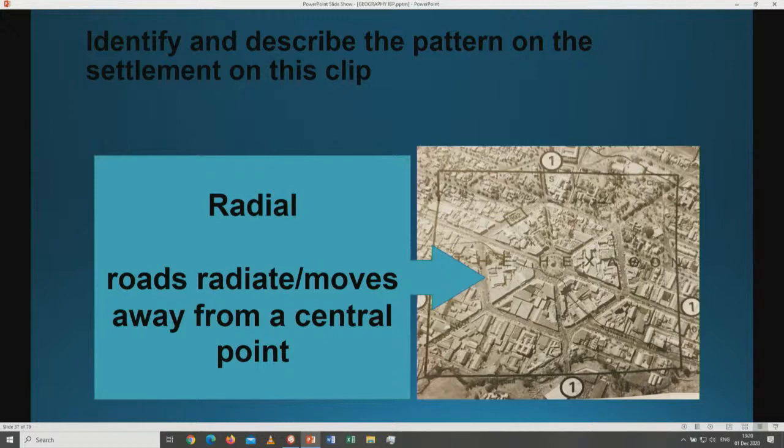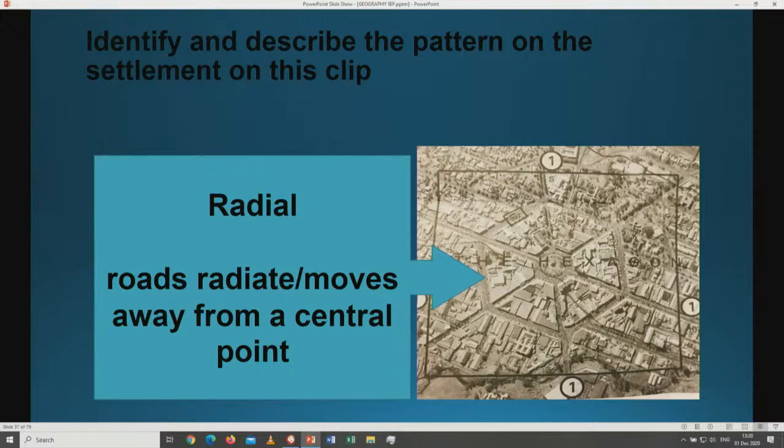And your street patterns are divided into, we have how many? We have the radial street pattern, planned irregular street pattern, unplanned irregular street pattern, and then we have the grid street pattern. So those are the street patterns that we are talking about right now. So this one in front of us, the question says identify it first and then you describe it. So this is a radial street pattern, because the roads radiate or move away from the central point. So this becomes your radial street pattern.